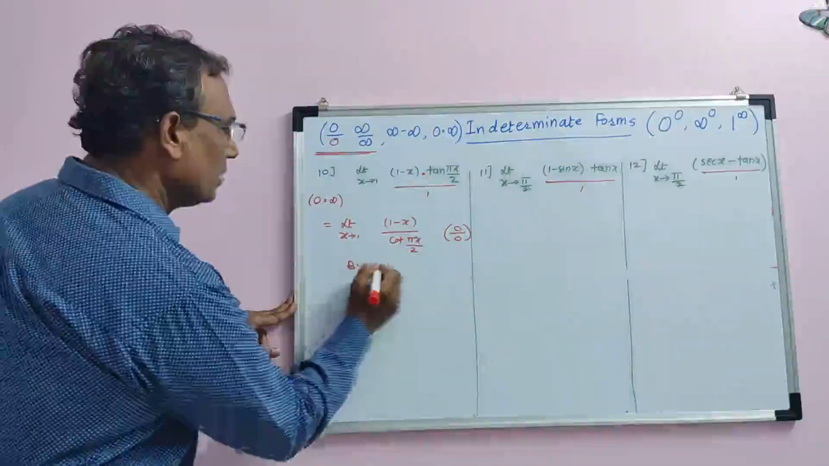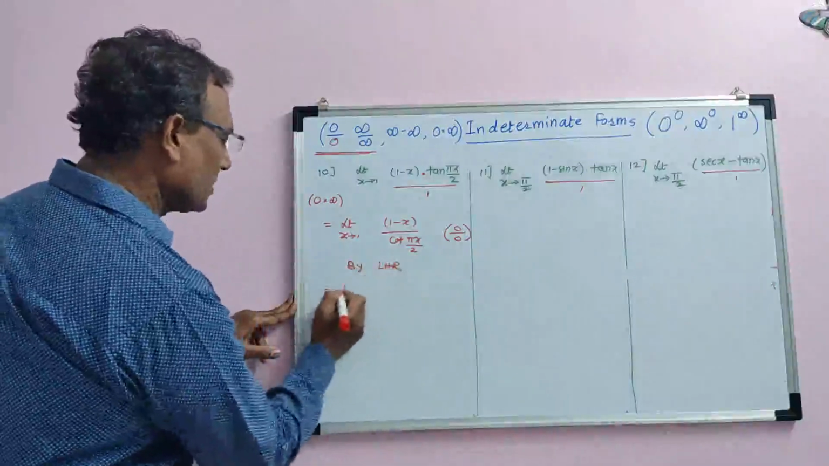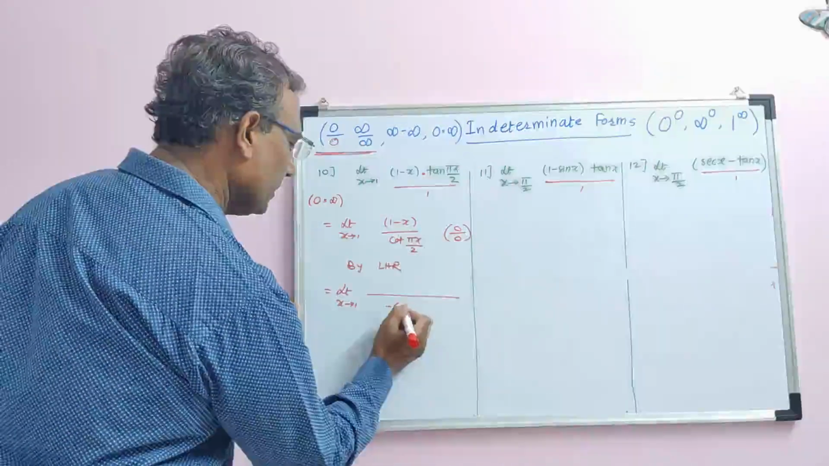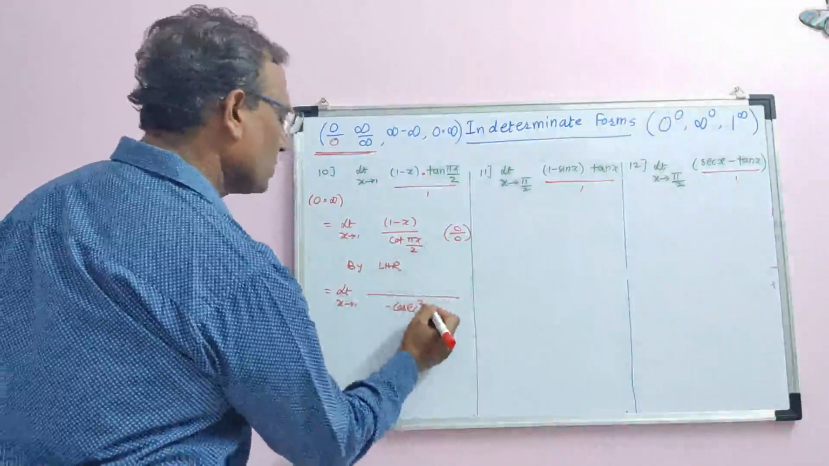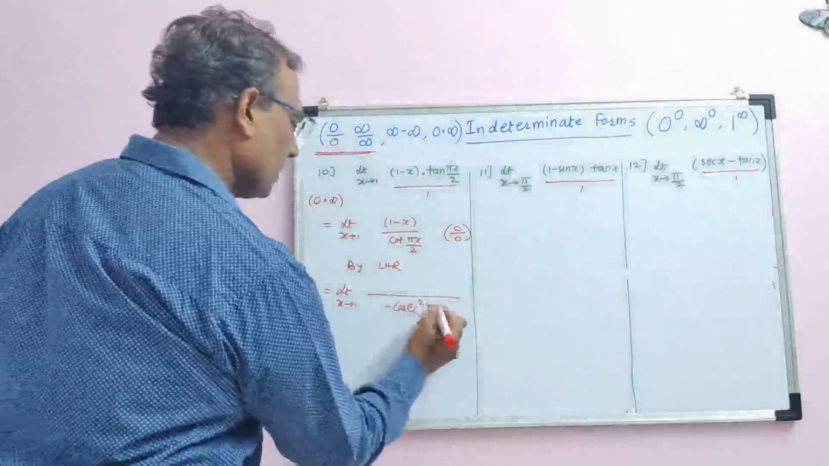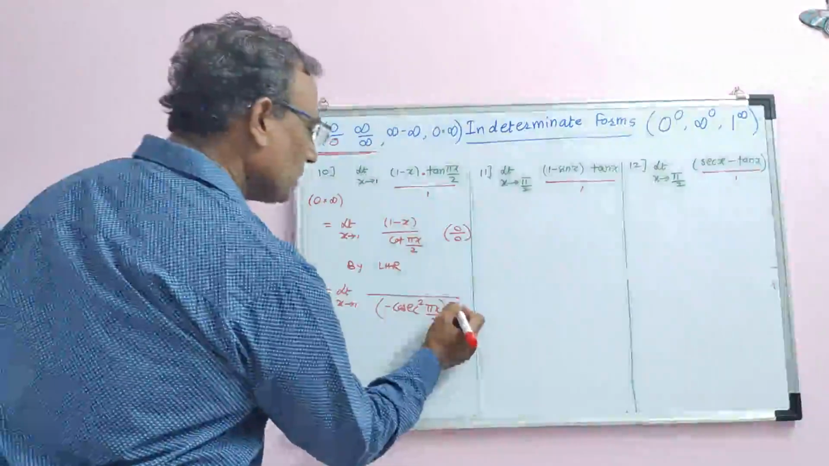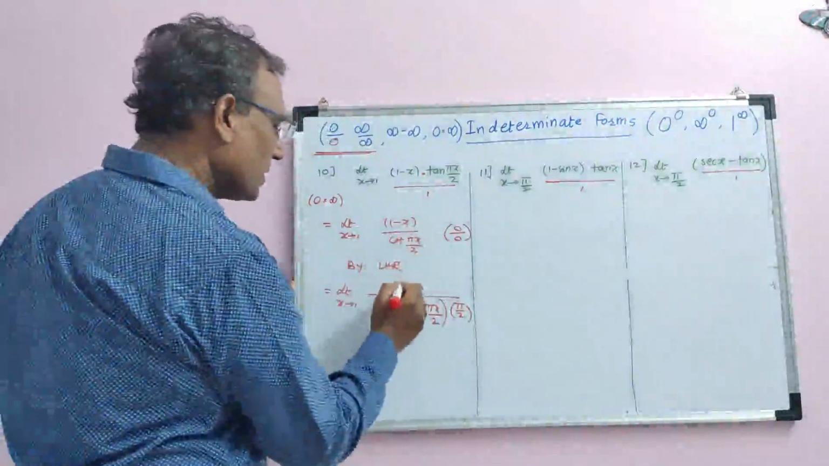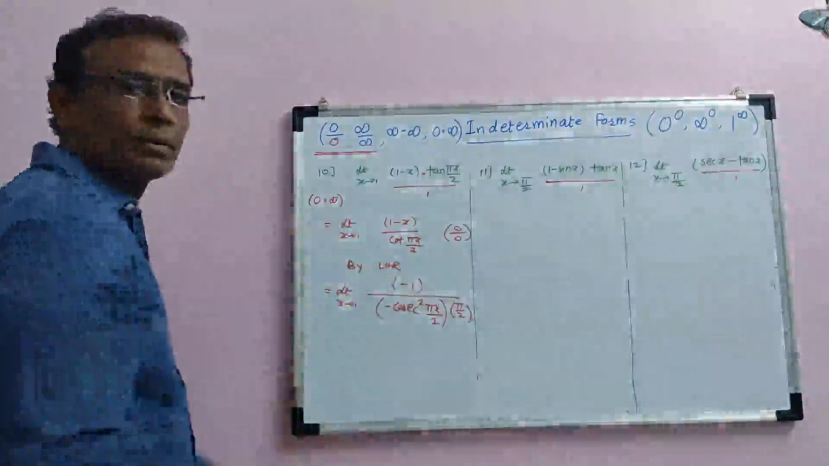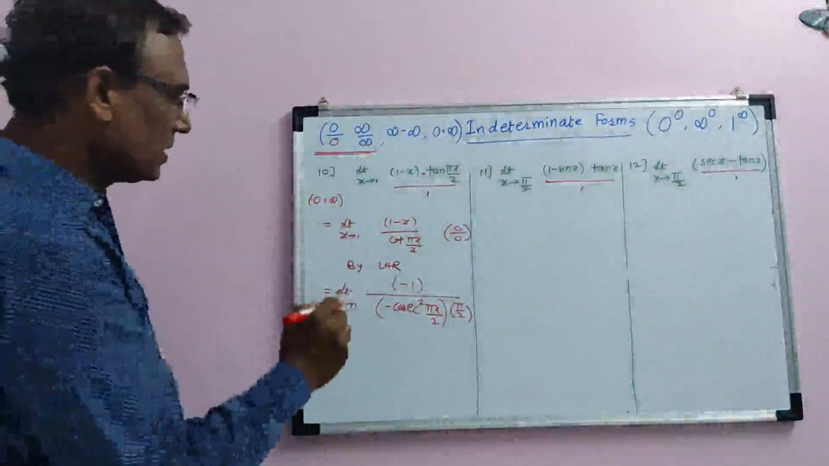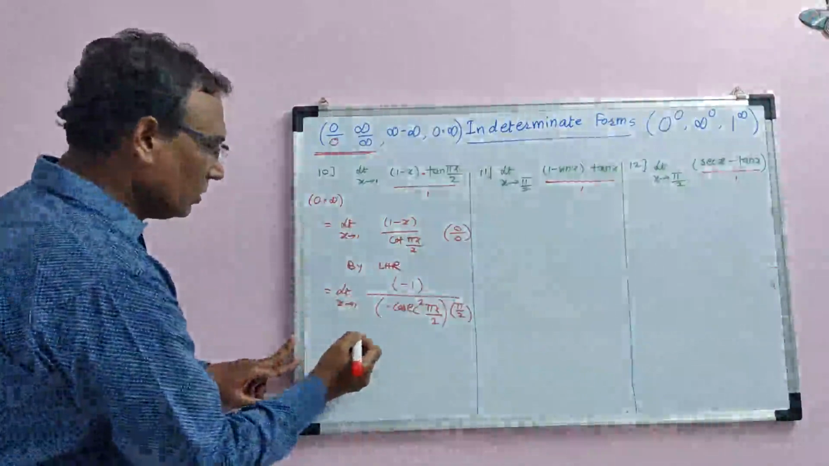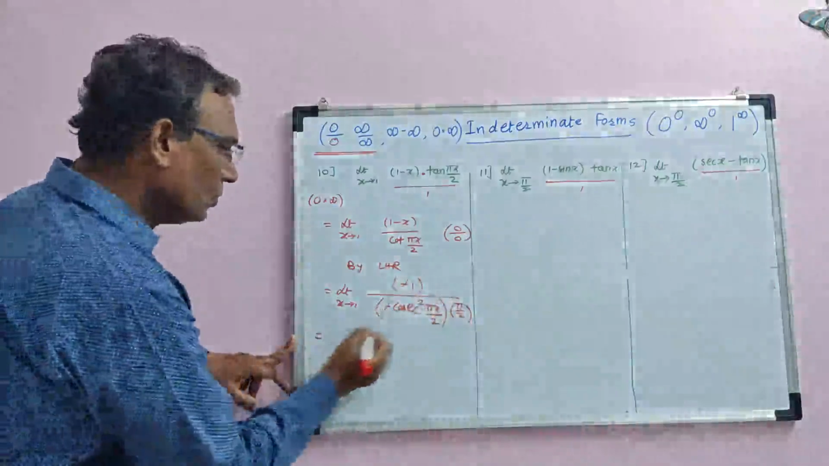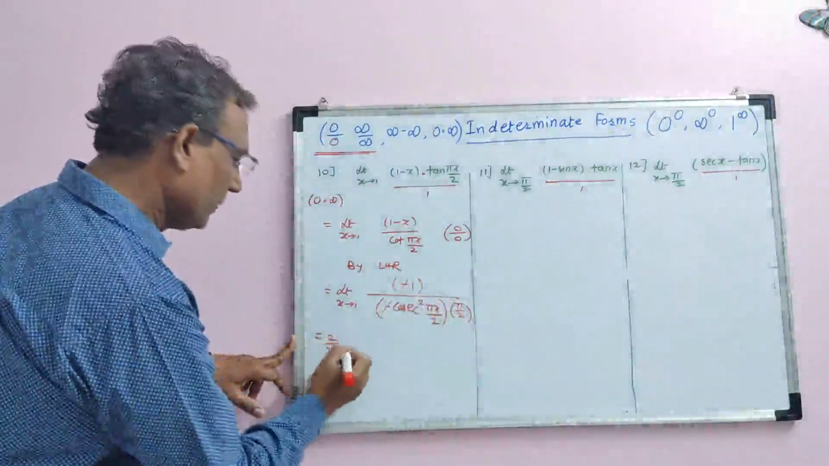Now, by L'Hospital rule, limit x tends to 1, take the derivative of numerator and denominator separately. The derivative of cot is minus cosec square pi x by 2, and the derivative of pi x by 2 is pi by 2. The derivative of 1 minus x is minus 1, since the derivative of 1 is 0 and of minus x is minus 1. Now the minus signs cancel, and we can write 2 by pi here.